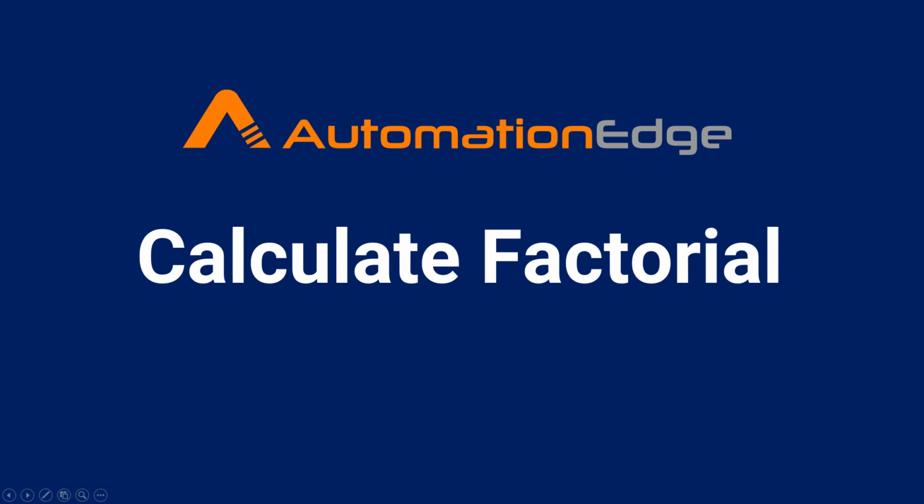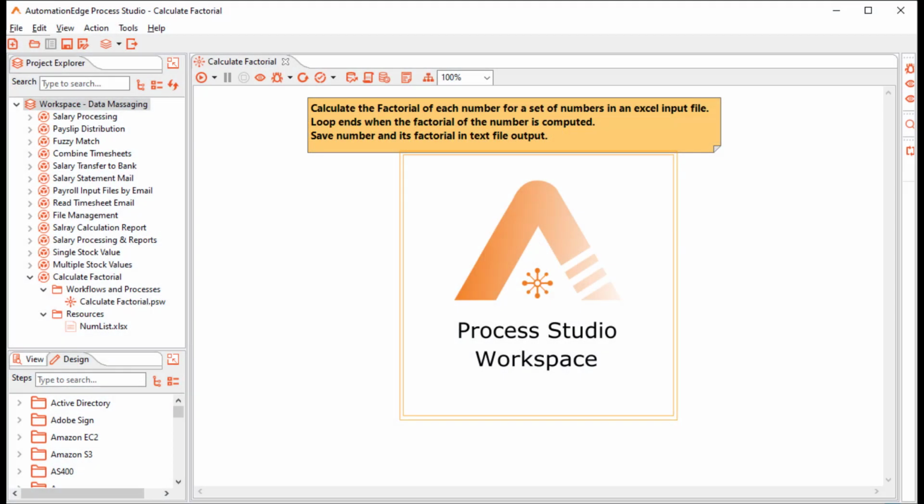Hi, in this video we will calculate factorial. The factorial of a number is the function that multiplies the number by every natural number below it. Let us begin. I have opened Process Studio.